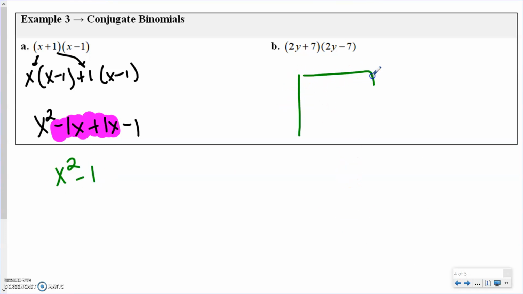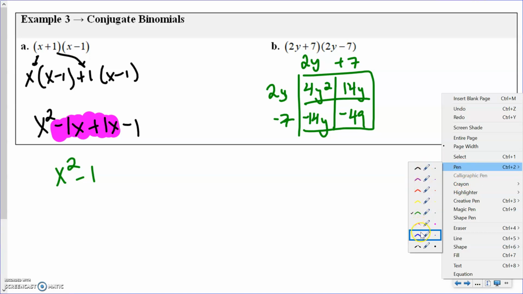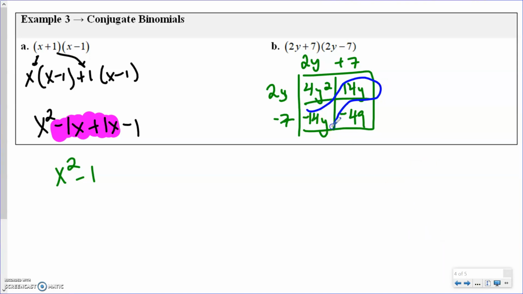Okay, if we use the box method, same idea. 2y plus 7, 2y minus 7. 2 times 2 is 4, and then I have a y squared. 2 times 7 is 14 with my y. So -7 times 2y is -14y, and -7 times 7 is -49. Notice when I go to combine my like terms here, these two cancel each other out. So I'm left with 4y squared minus 49. Okay, so that happens whenever they're conjugate binomials.